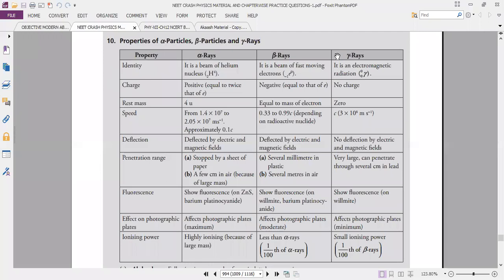First one, what is alpha? Alpha means it is equal to helium. You know very well, helium. What is the atomic number of helium? Two.